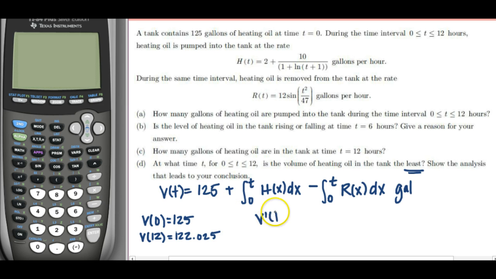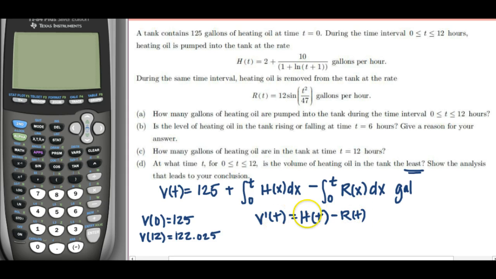So we need v prime of t. So the derivative of 125 is 0. The derivative of this integral with an upper limit of integration of t, so we're taking d/dt of the integral from 0 to t, which is just taking this t and substituting it into this x. So v prime of t is h of t. And then taking the derivative of this function here, again, same thing. t goes into the x. I'm taking the derivative with respect to t. This is an accumulation function. This is an application of the FTC part 2. So minus r of t.